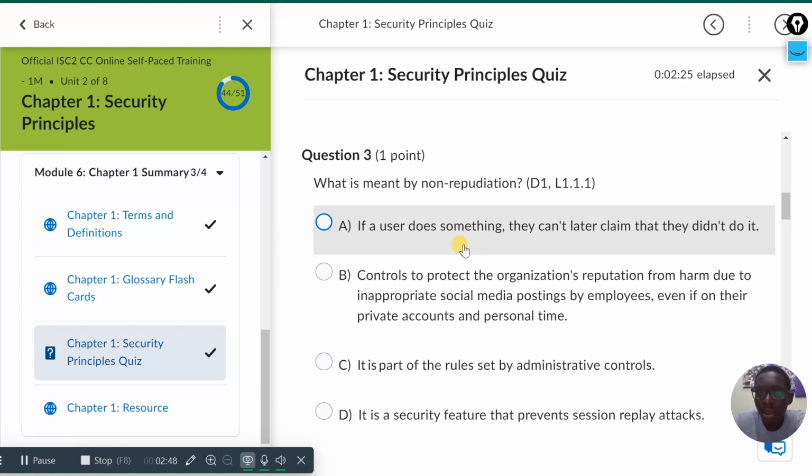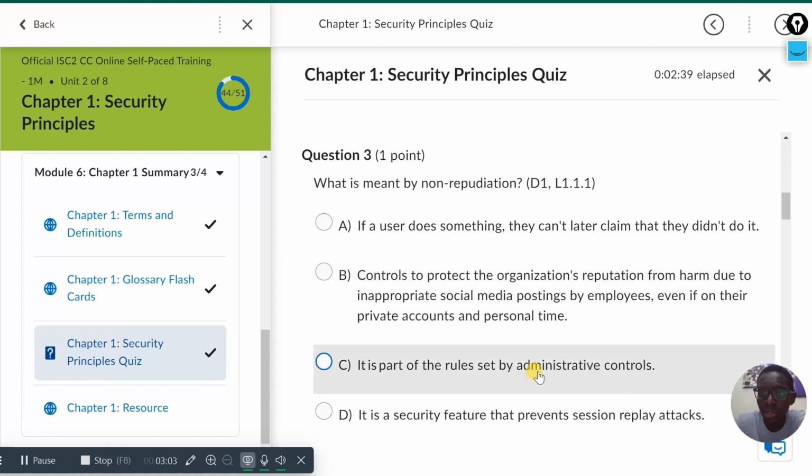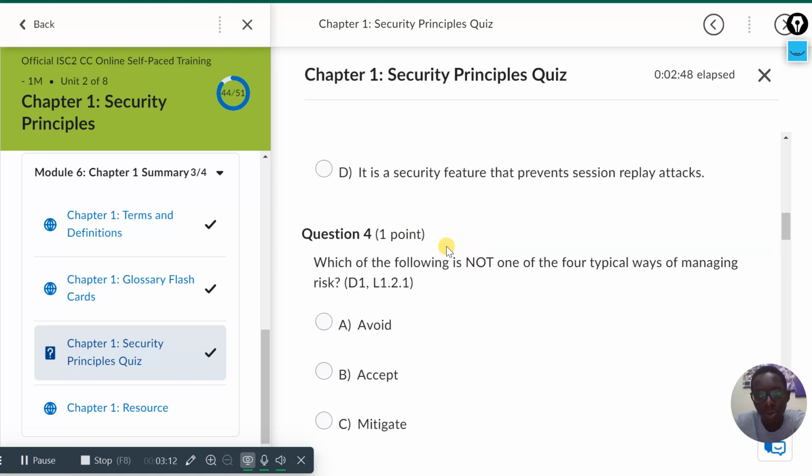Now, what is non-repudiation? We spoke about this already, and what do you think the answer is? Eliminate all things that you're sure are not correct, and what you would be left with is definitely going to be correct. Now, non-repudiation is more like a document or an agreement that shows you did an action, so to speak. So if a user does something, they can't later claim they didn't do it. That is what it's about.